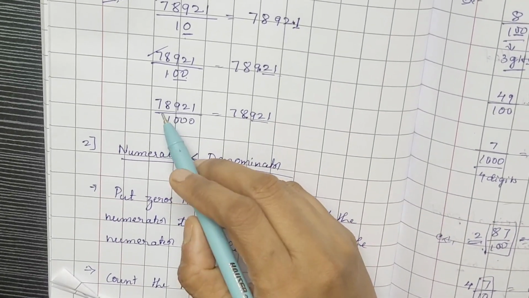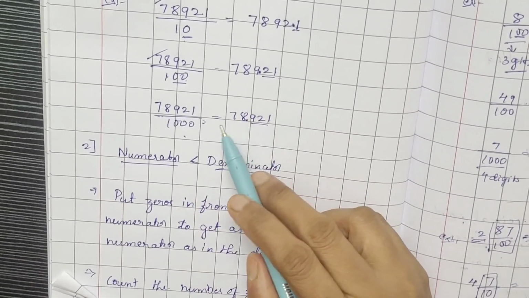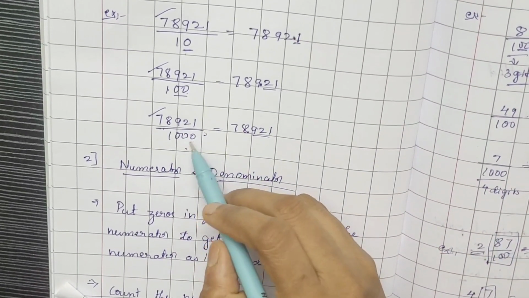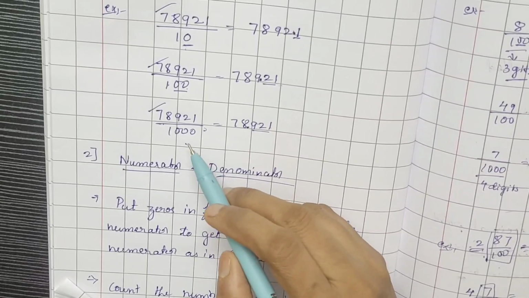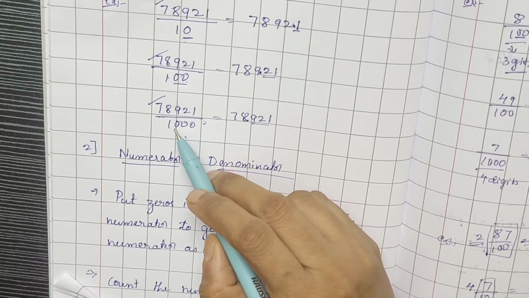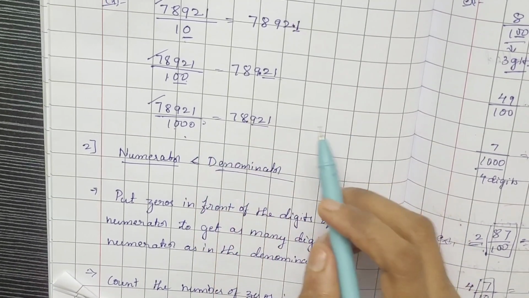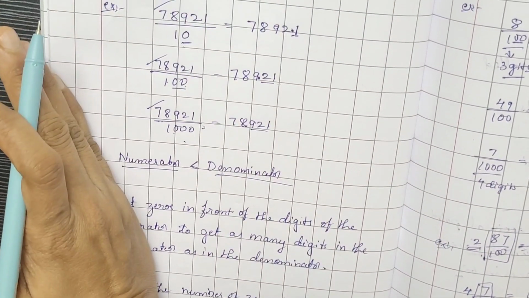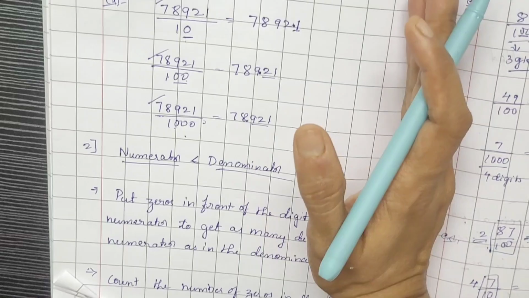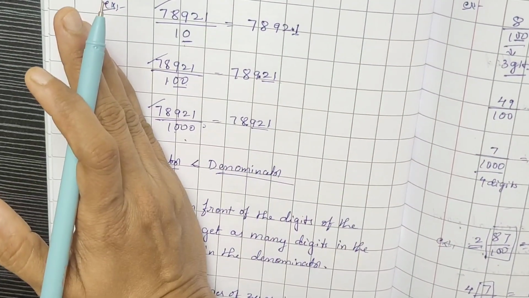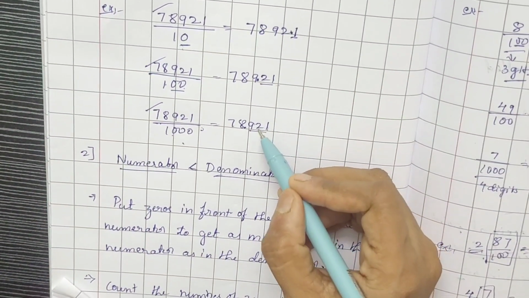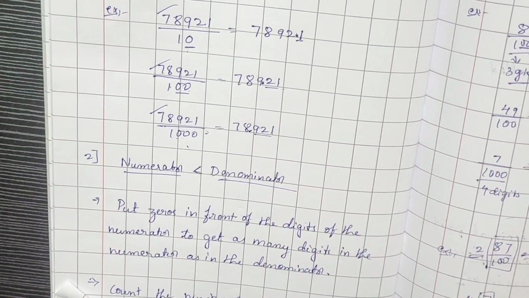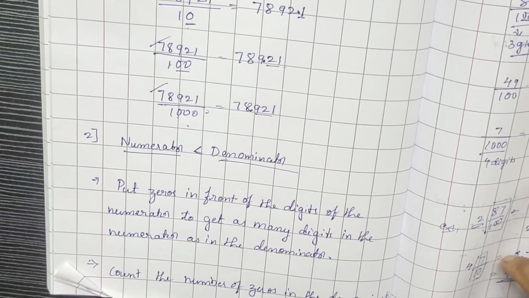Next, 1000. The same number divided by 1000. First we have to write this numerator number. Then we have to count the zeros. How many zeros are there? 1, 2, 3. So the same number you have to count here also. Left to right. Okay, don't count right to left. 1, 2, 3. After 3 we have to put the decimal point. So this is one method, one type.